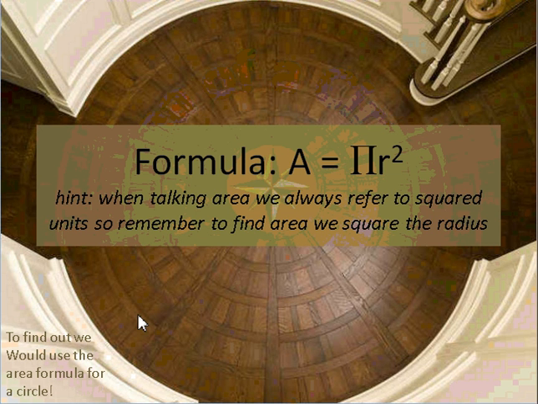Luckily, we have a nice little formula that says area equals pi r squared. One little hint: when we're talking area, we always refer to squared units. If I'm talking length times width, I'm talking units squared. Same with circles, I'm talking about units squared. So remember, to find the area, we square the radius.